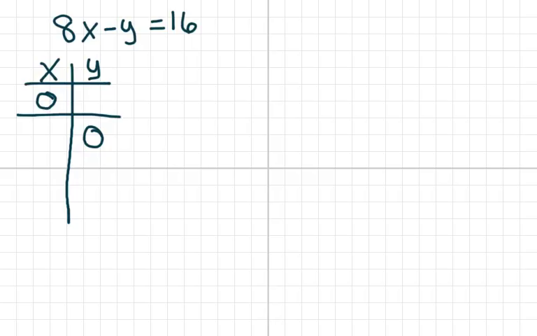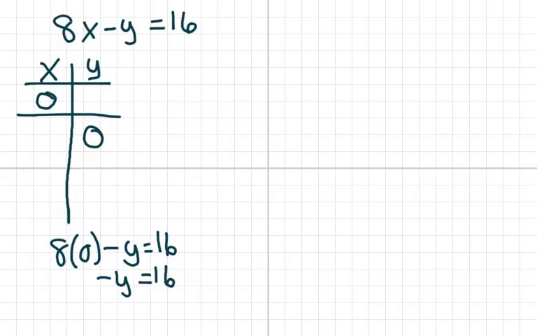So when I plug in 0, I get 8 times 0 minus y equals 16. So I have negative y equals 16. I'm going to negate this because I'm solving for y, not negative y, and I get y. That means you just make everything opposite. So y equals negative 16. So negative 16 goes here.